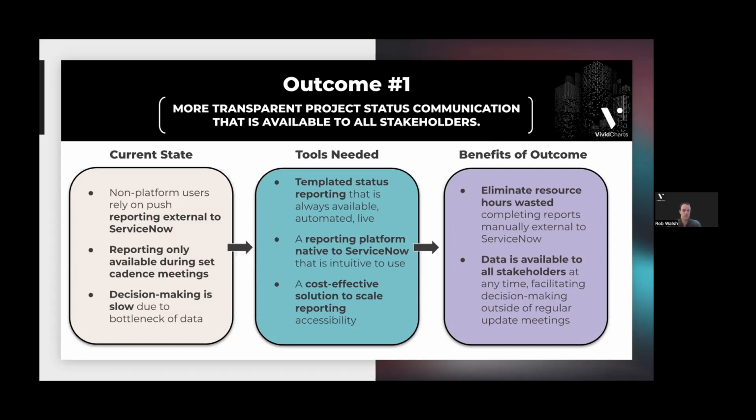And then decision-making is slow due to this bottleneck of data. Every time there is a manual intervention between the system of record and the reporting output for your stakeholders, that's a bottleneck with the data, right? So when we think about achieving these outcomes and providing great SPM reporting, where do we remove these data bottlenecks so that we give an easy button for each of the personas involved?